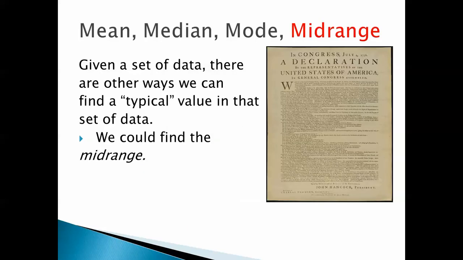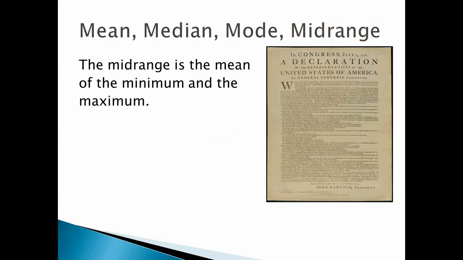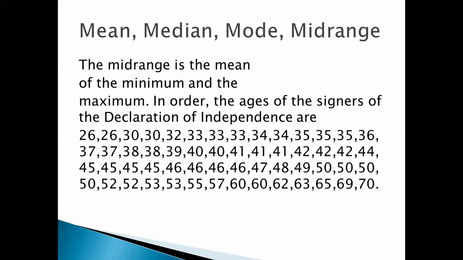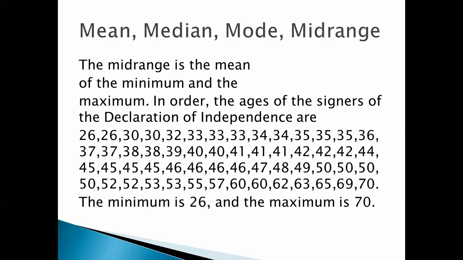Okay, given a set of data, there are other ways we can find a typical value in that set of data. We could find the mid-range. Now, the mid-range is the mean of the minimum and the maximum. In order, the ages of the signers of the Declaration of Independence are 26, 26, and so on, all the way up to 70. Now, the minimum is 26, and the maximum is 70. Thus, the mid-range is 26 plus 70 over 2, which, in other words, is 48.